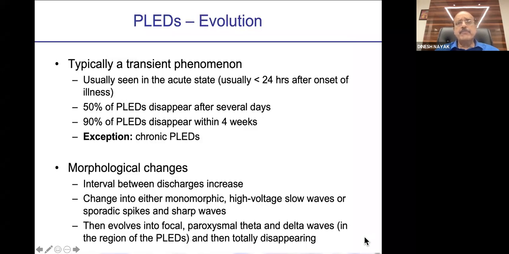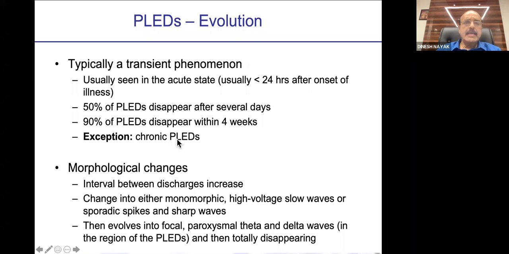Now, typically when you see PLEDs, this is a transient phenomenon, usually seen within 24 hours after the onset of a brain injury. If the brain insult happened today and you take an EEG within the first 24 hours, you are likely to see PLEDs if they are there. And very important, 50% of PLEDs disappear after a week or so, and 90% disappear within 4 weeks. That's the natural evolution of PLEDs.